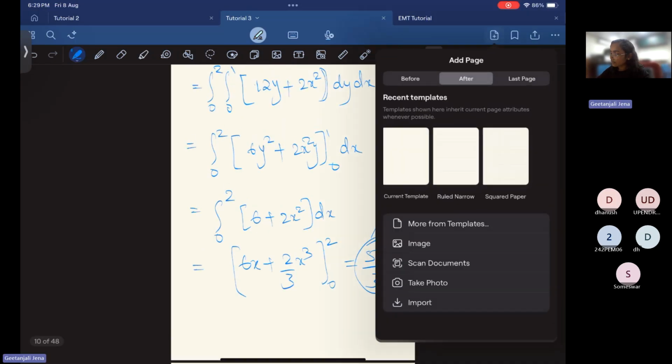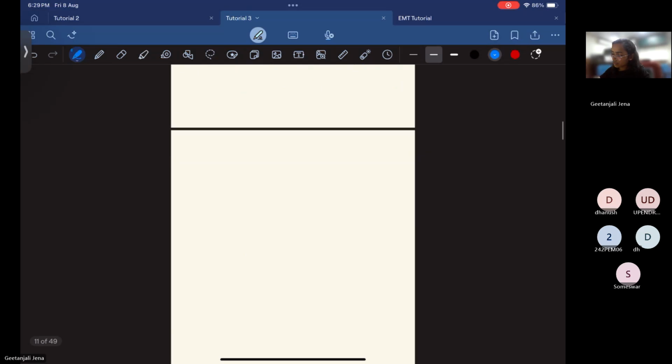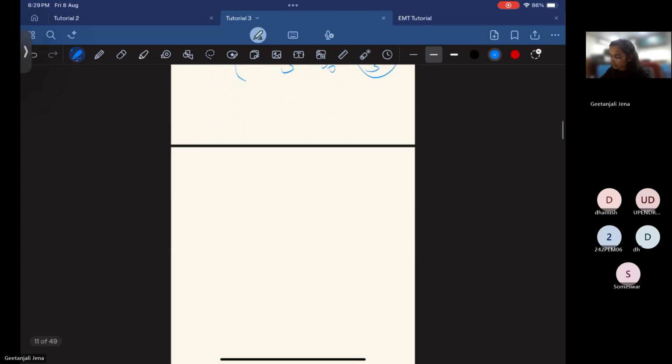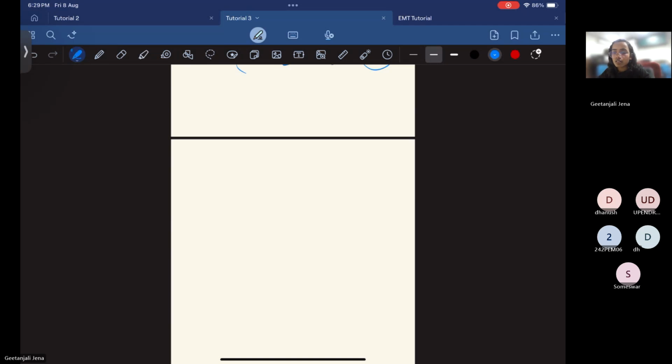For the second one, you can see it's a triangle. It's an extended triangle in the y direction. Or divergence theorem.